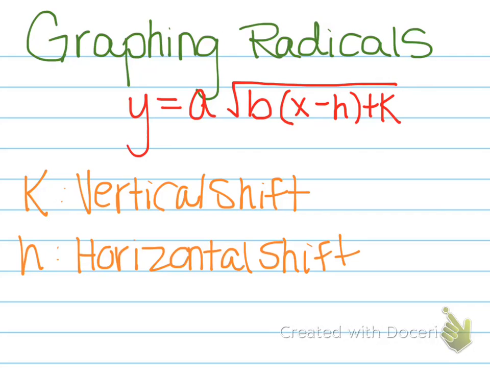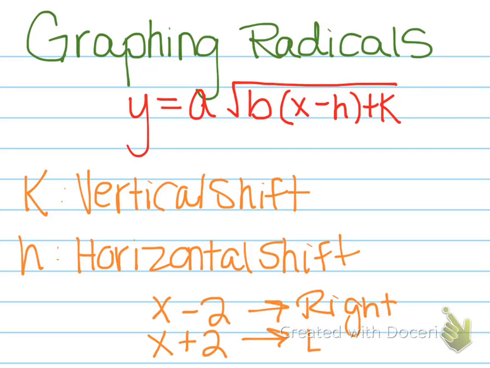Now remember, with horizontal shifts, if in that parenthesis you see x minus 2, that means we're going to go to the right 2. And then if you see x plus 2, that means it's left 2. Keep in mind, it's the opposite of what you see.